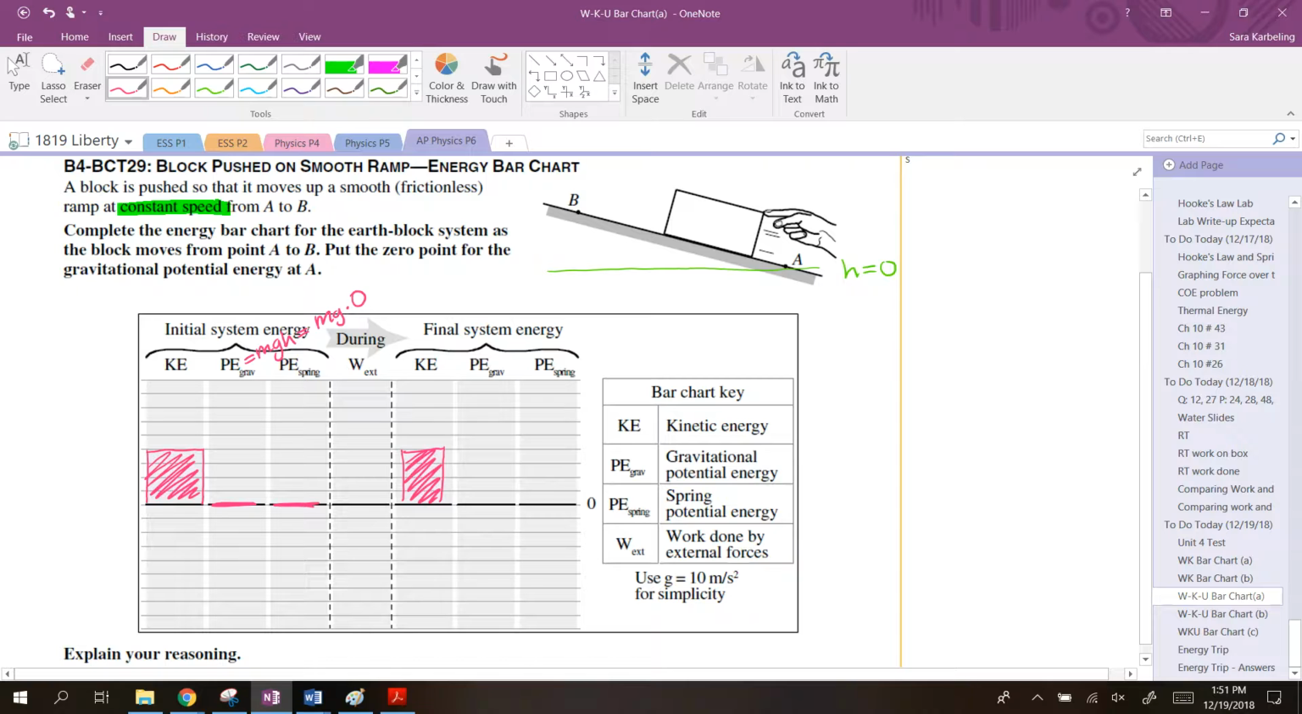Is there any gravitational potential energy at the end? Yes. Now, are there any numbers that tell us exactly how much? No, there aren't. So that means that we can ask anybody, and I'm going to ask Rihanna, how many bars of gravitational potential energy are there at the end? 3, she says. So we're going to put 3 bars of gravitational potential energy here. Is there any spring potential energy at the end? No, because there's no spring in the story. That's silly.